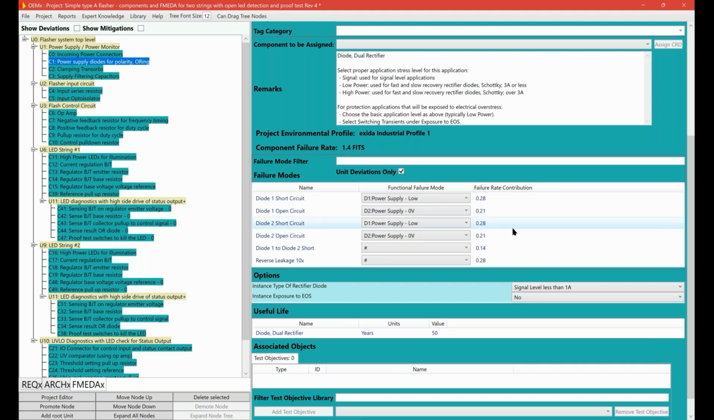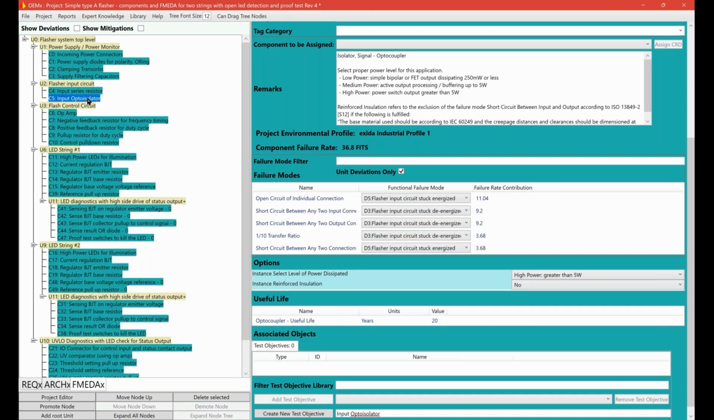It went down to 1.4 FITs. Boy, I like that. I'm glad we put in that power conditioning circuit with the transient voltage suppressors and the EMC filter. I remember that's got to be an important part of the design. Good. Well, you can kind of see what's going on here. And let me just pick one more for the fun of it.